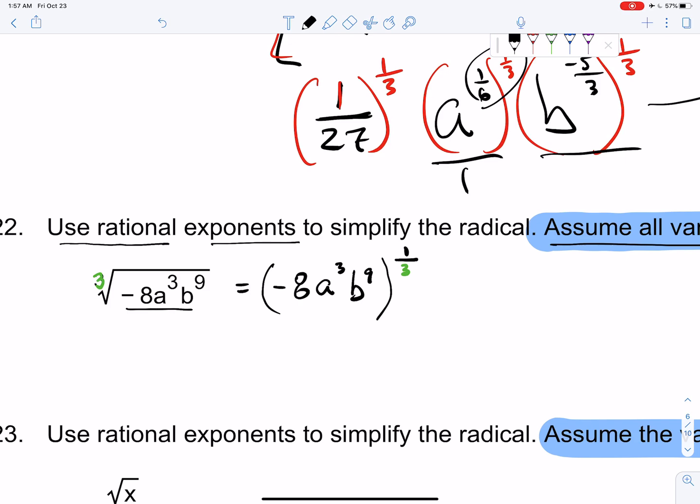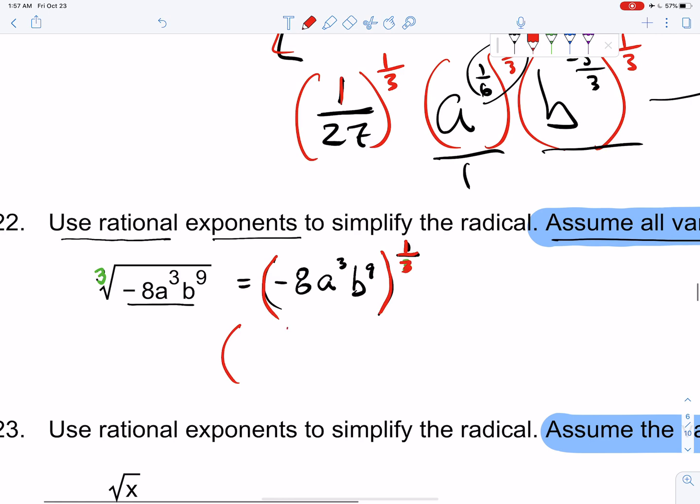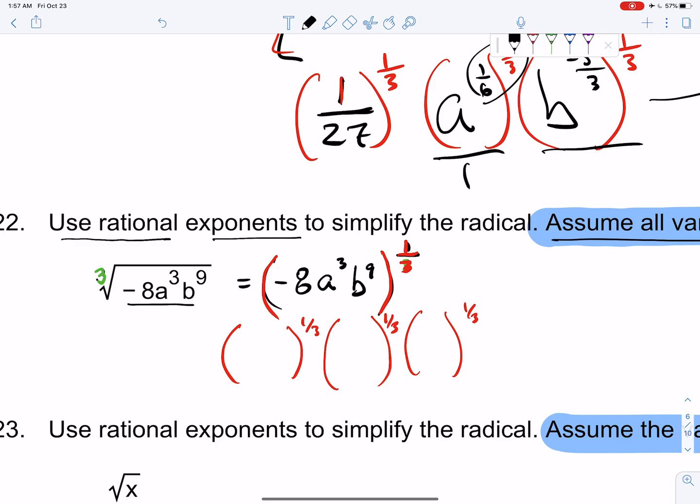Okay, so how are we going to tackle this thing here? Now we're going to use the rules of exponents, and on this one I'm going to go back to using red. Everything in the parenthesis must be raised to what? The 1/3 power. Everything is raised to the 1/3 power. Make sure all factors are raised to the 1/3 power. Well, we've got a negative 8 right there. We've got an a to the third. We've got a b to the 9th.